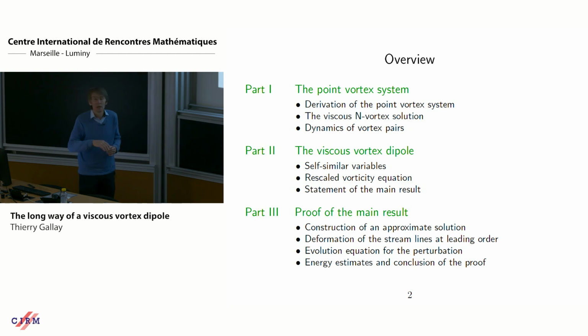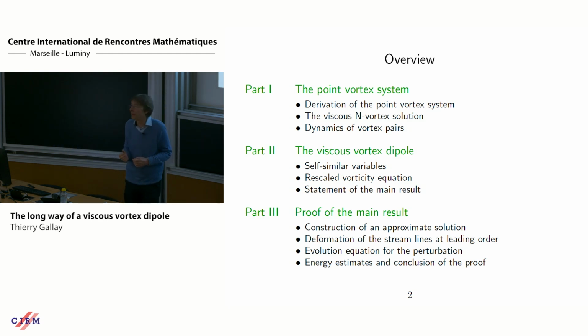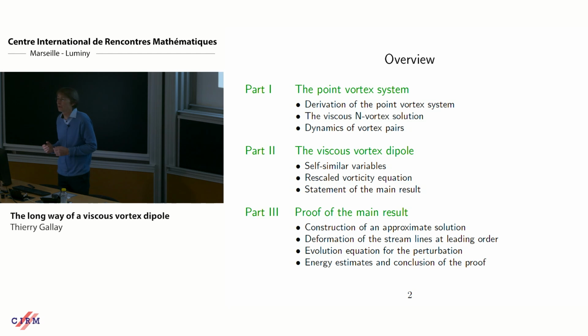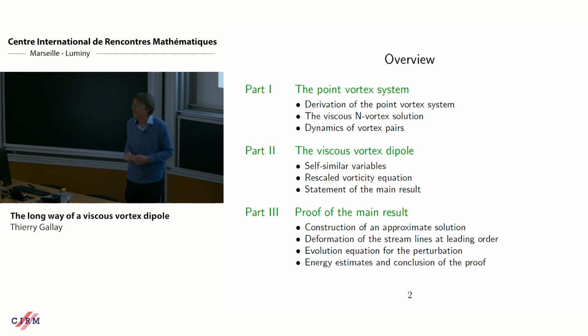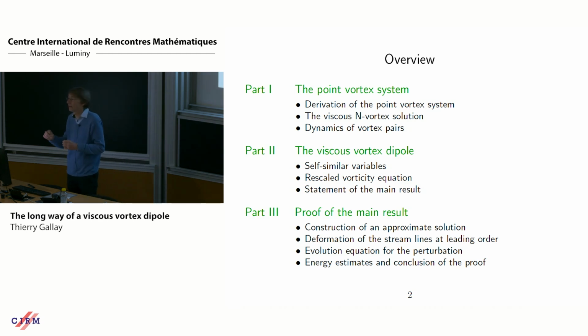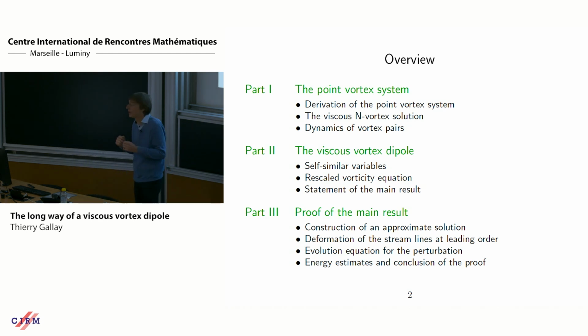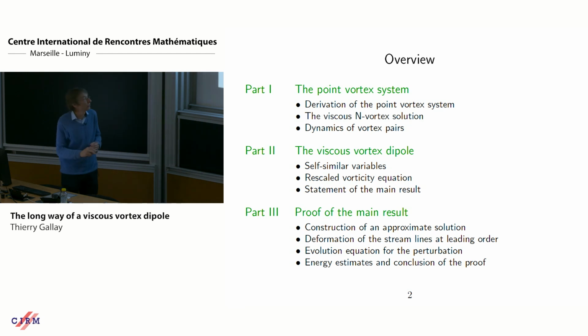In the first part of my talk, I will recall some basic facts about the point vortex system, its relation with the fundamental equation of fluid mechanics, and I'll review the solution of that system in some very particular cases. And then in the second part, I will consider the Navier-Stokes evolution, starting with vortex initial data, and I'll focus on the particular case of a viscous vortex dipole where you have only two vortices with opposite circulation. In that case, the motion is very simple, but the game is to follow the solution of the Navier-Stokes equation as long as possible, okay? And the third part of my talk, which may be reduced to zero, will be some sketch of the proof of the result I will state in the second part.